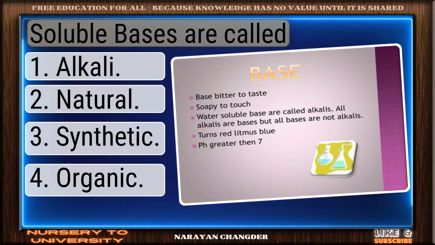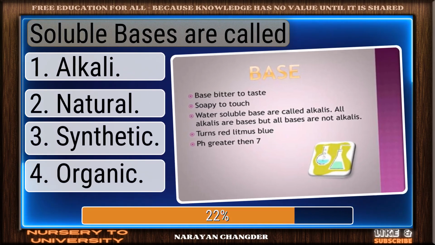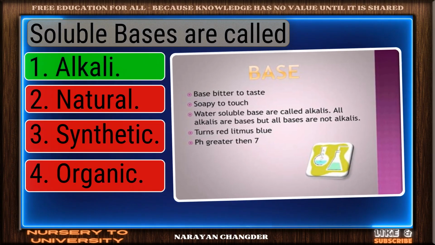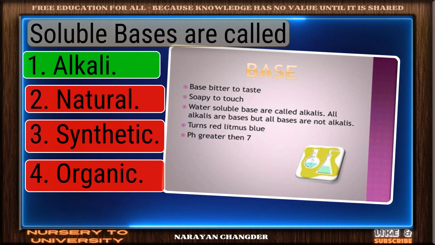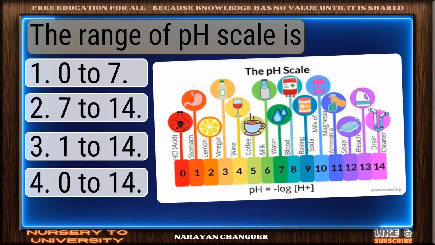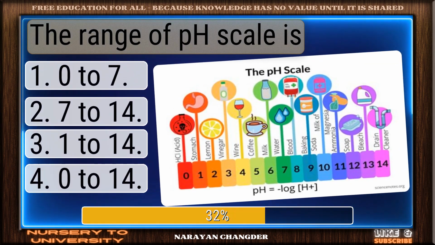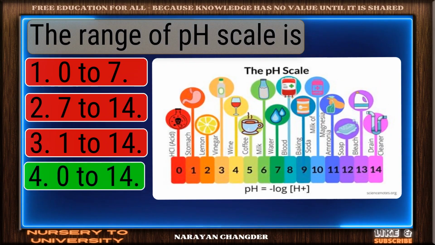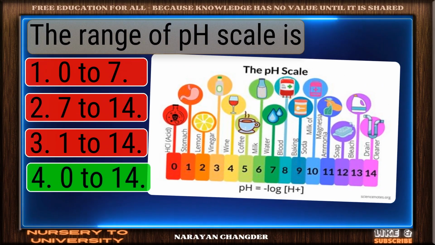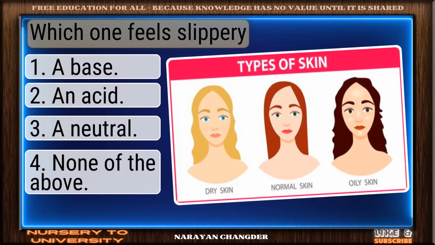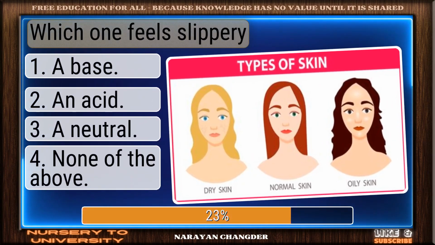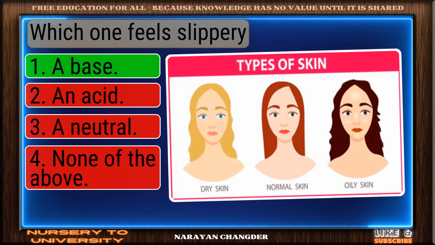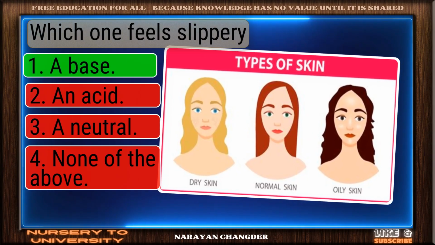Question number 226. Soluble bases are called. Well reasoned. Alkali is the correct choice. Question number 227. The range of pH scale is. Solid response. Zero to 14 is a valid choice. Question number 228. Which one feels slippery? Exactly. A base makes sense and it is the right choice.